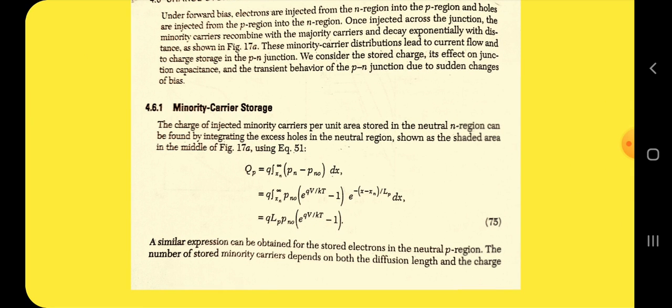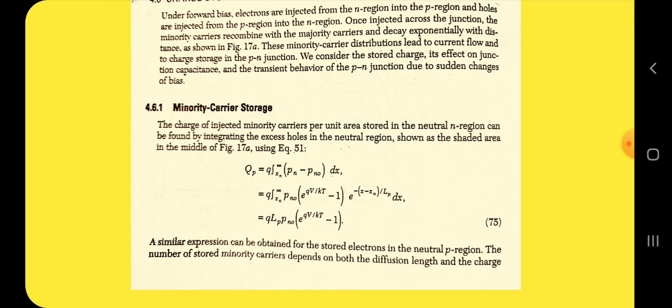The minority carrier storage. The charge of injected minority carriers per unit area stored in the neutral N region can be found by integrating the excess holes in the neutral region, shown in the shaded region in the middle of the figure which was shown earlier. So, Qp is equal to q integral of (pn minus pn0) dx with the limits xn to infinity. So, this boils down to q integral of pn0 (e to the power qV by kT minus 1) e to the power of minus (x minus xn) divided by Lp dx with the limits xn to infinity. So, this equation becomes q Lp pn0 (e to the power qV by kT minus 1).